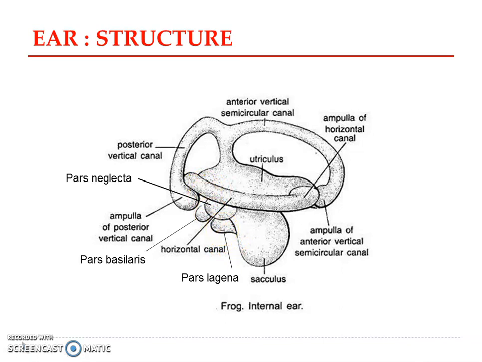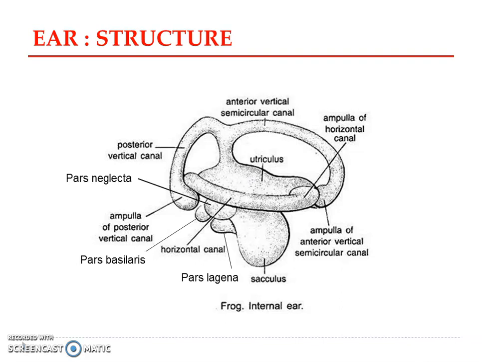The wall of the membranous labyrinth has six receptor spots, or sensory patches. These are located one in the utriculus, one in the sacculus, one in the pars lagena, and one on each of the ampullae. How many? One, two, three on the ampullae, then the fourth in the pars lagena, the fifth in the sacculus, and the sixth in the utriculus. So six receptor spots can be found on the wall of the membranous labyrinth.